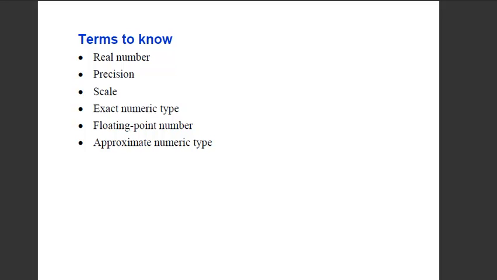For example, the real number and the double precision types are considered synonyms. So sometimes a double will be referred to as a real number, and we have, like we said, basically a floating point and fixed type. Floating point are those approximate numeric types.